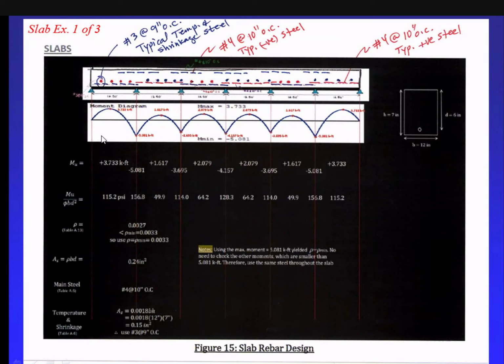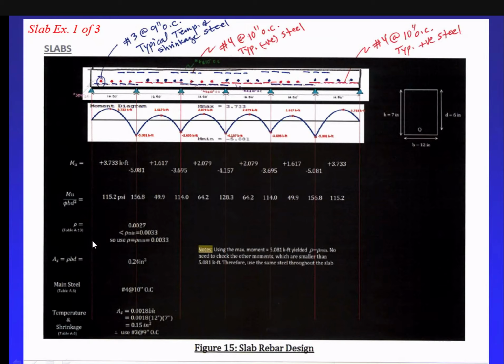And if you do that, I wrote them in red, or they're too small to read, but they are written right there. So for example, M sub U, the maximum positive here is 3.733 kips foot. This negative moment is 5.08, minus 5.08. This one is 1.617. This one is 3.695, and so forth. So those are all the M sub U's that we have. Very similar to the beams, but notice the moments here are much smaller than the beam, right? Much smaller than the beams.